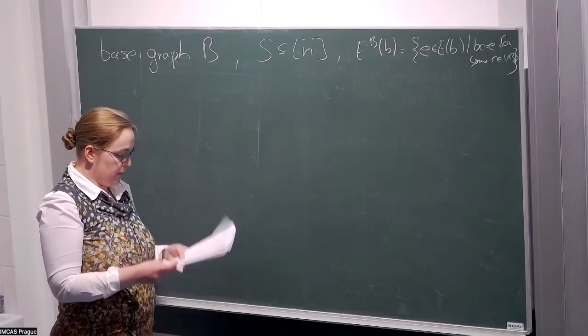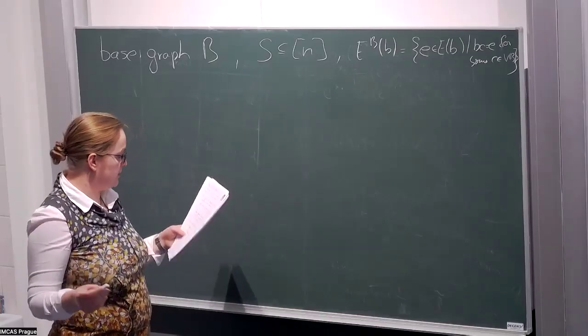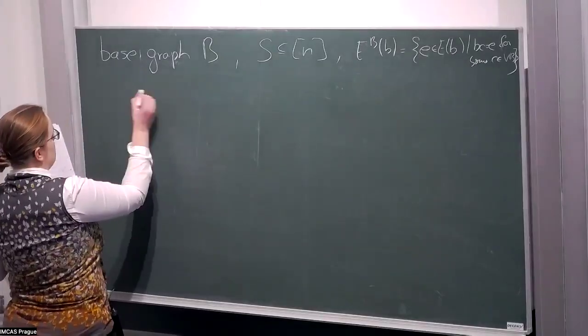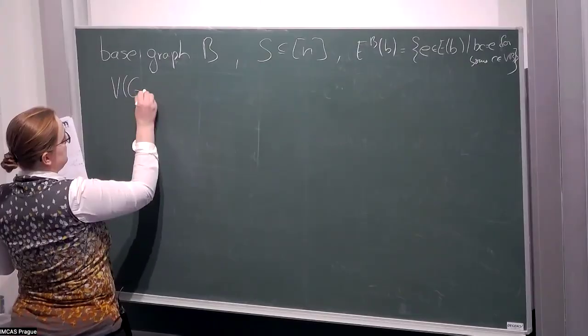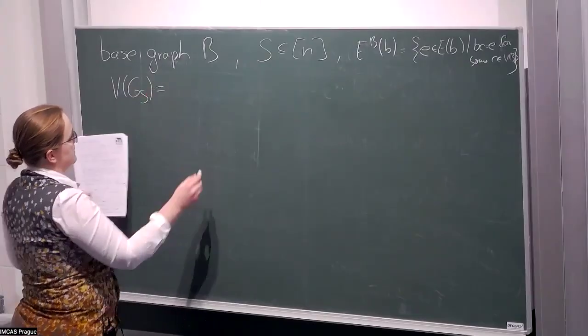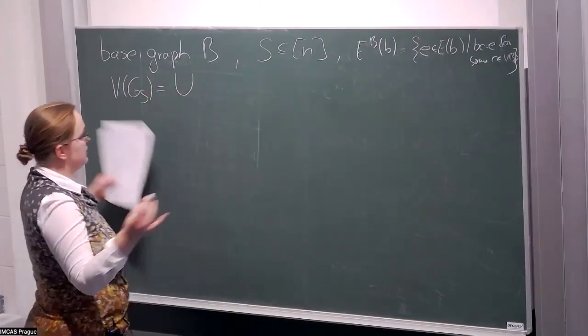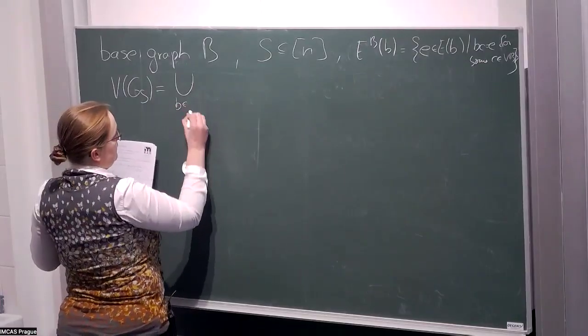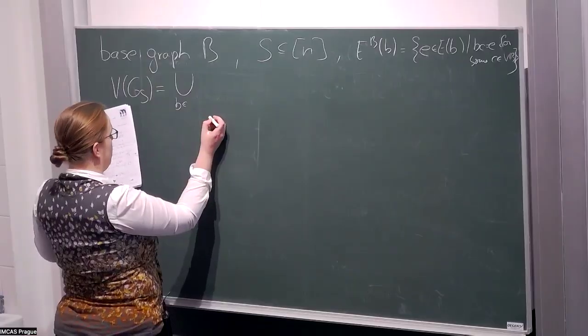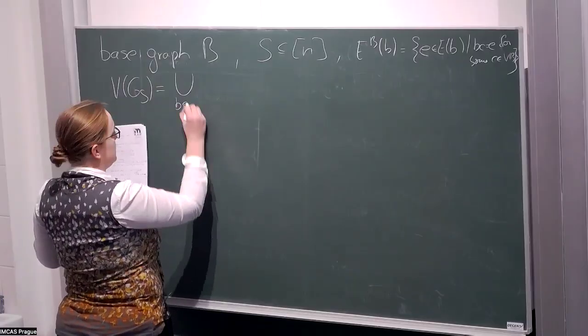And now how do we generate our graph? The graph is called G_S, and the vertex set is given as a union of a lot of sets. Namely, we first union over all vertices of the base graph.